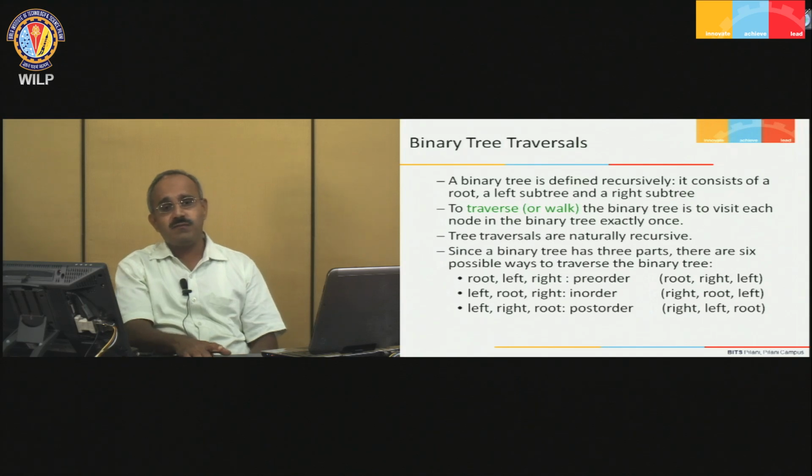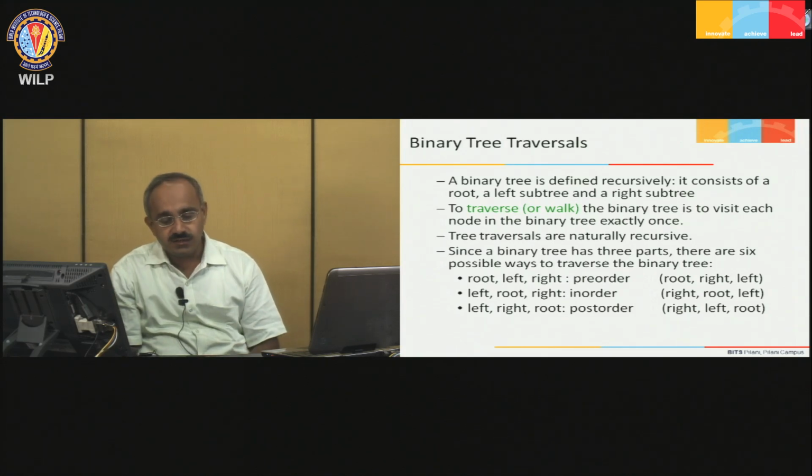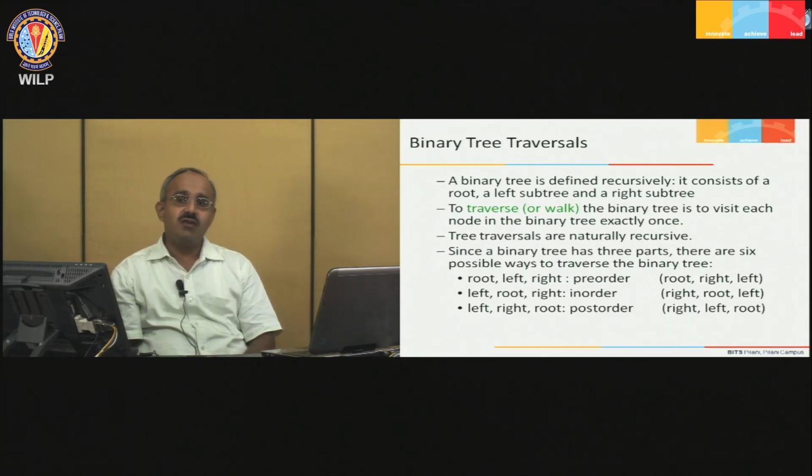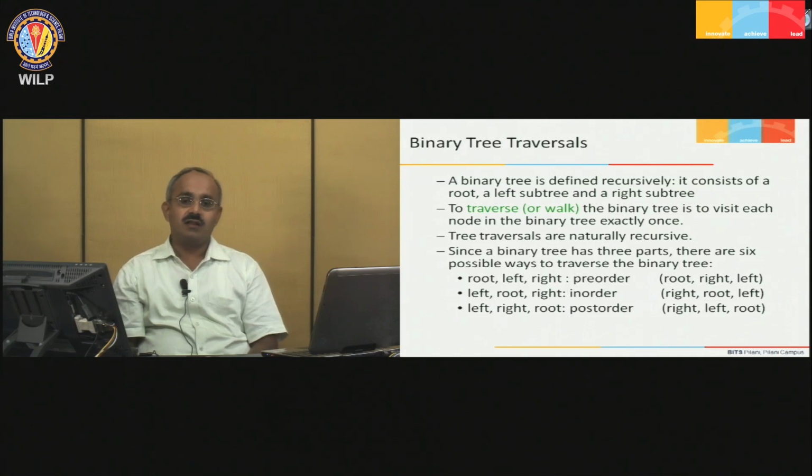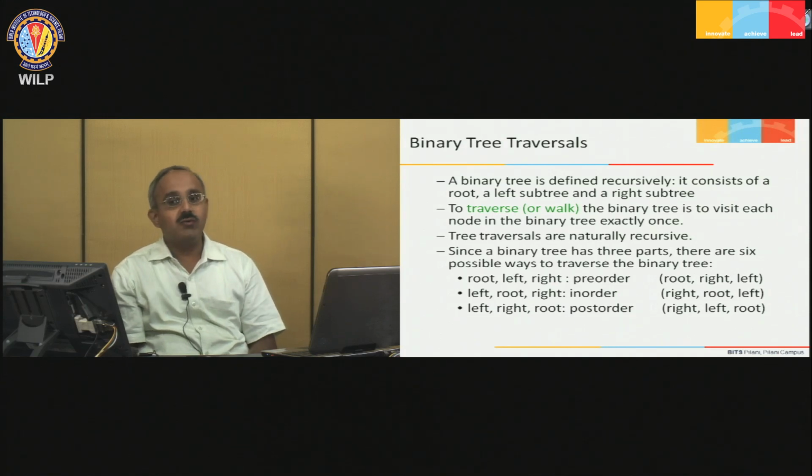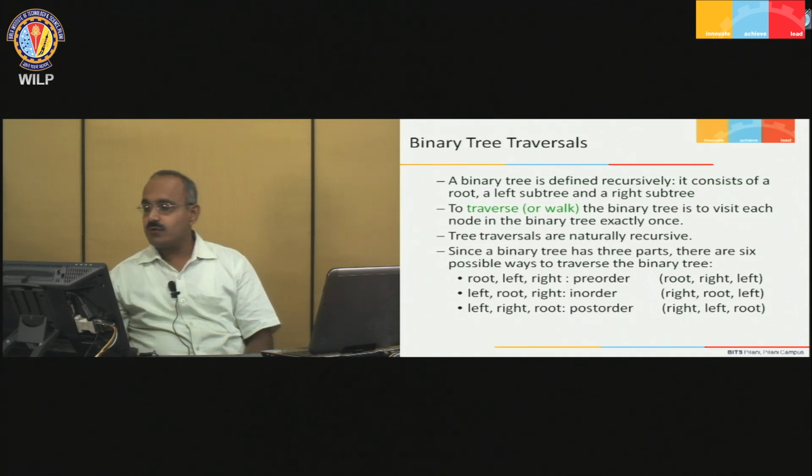Once we represent our data as a binary tree, or in general any other tree, it is important that we should be able to access these nodes or this information. That means we should be able to traverse the tree. Now, there could be many ways of traversing. In fact, there are 6 ways of doing this.